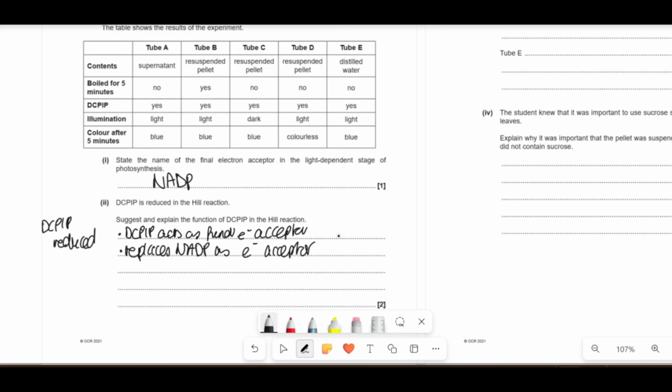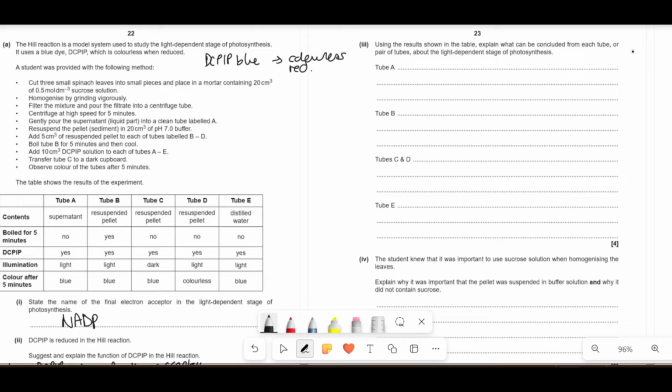And there you go. So now it says, using the results in the table, explain what can be concluded about each tube or pair of tubes about the light-dependent stage of photosynthesis. So if we look at tube A, we've got supernatant, we've not boiled it, we've given it DCPIP, we've given it light, but there's no reduction because it's not gone colorless. So the clear thing here is that there must be no photosystems, because that's where all of this is happening, remember, in the supernatant. Or you could say there's no thylakoids or chloroplasts in the supernatant as well, and that means, therefore, the light-dependent reaction takes place in the chloroplasts or thylakoids, either one.